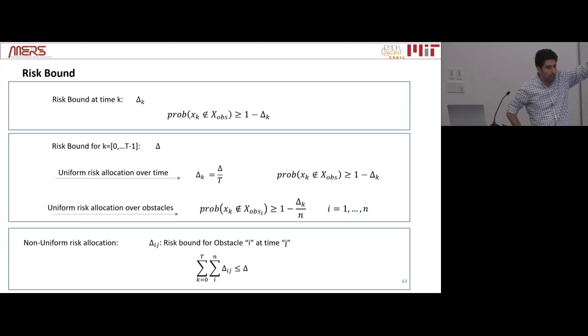Delta. Yeah, we should know the mission length. We assume that we know T.